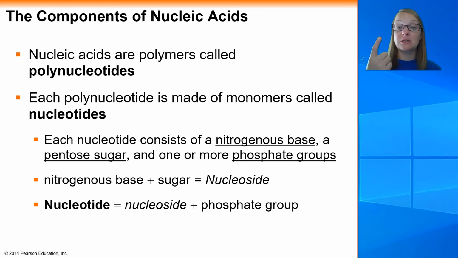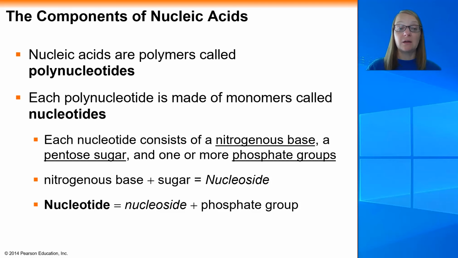It's got a nitrogenous base, and there are multiple options for these. It's got a pentose sugar, so it has a monosaccharide in it. There are two options for these. And then it's going to have one or more phosphate groups, depending on whether the nucleotide has been attached to a polynucleotide or whether it's still free-floating as an individual building block.